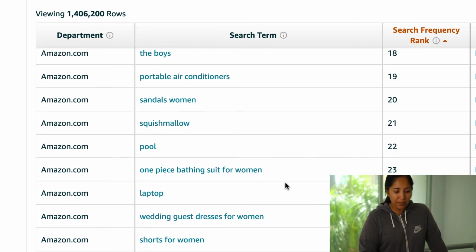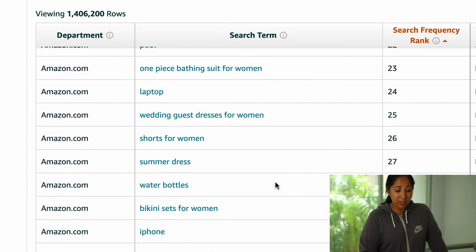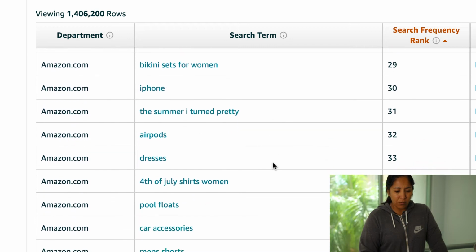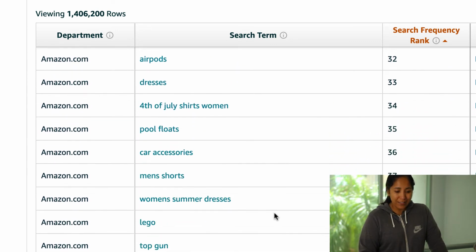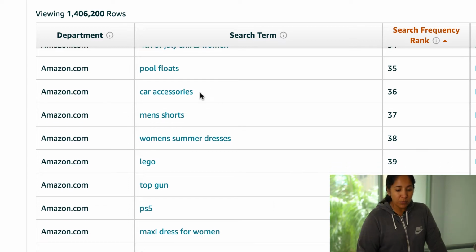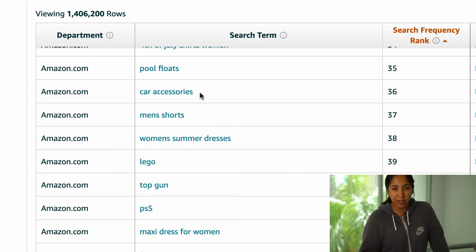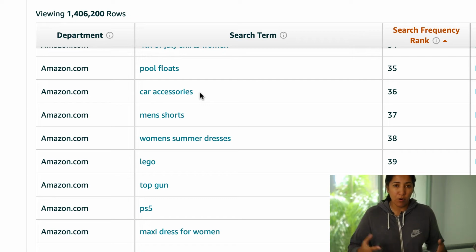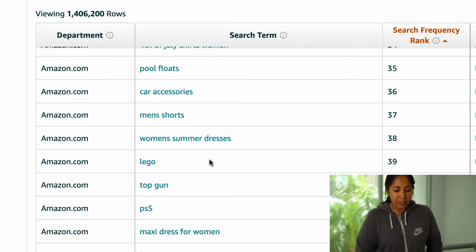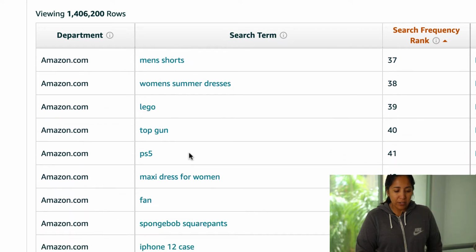The Boys, which is probably something that just came out. Wedding guest dresses for women, I would imagine that's somewhat seasonal too. Water bottles, a lot of people drinking a lot of water. 4th of July, that's another one that pops up. Pool floats, car accessories. Now there's one that is probably just evergreen, right? It's not like people would shop more or less for car accessories in the summer. It's one that we would imagine is evergreen, as is Lego.